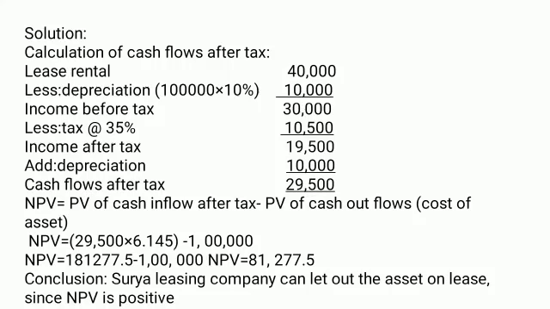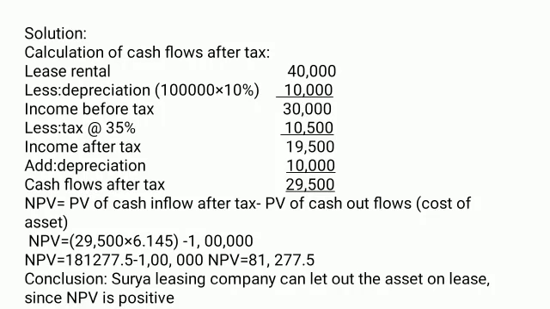The solution is like this. The calculation of cash flows after tax. The lease rental is 40,000. From this lease rental, we have to subtract the depreciation amount of 10,000. That is, 1 lakh into 10% gives 10,000 of depreciation. Later on, we will get the amount of 30,000, named as income before tax.